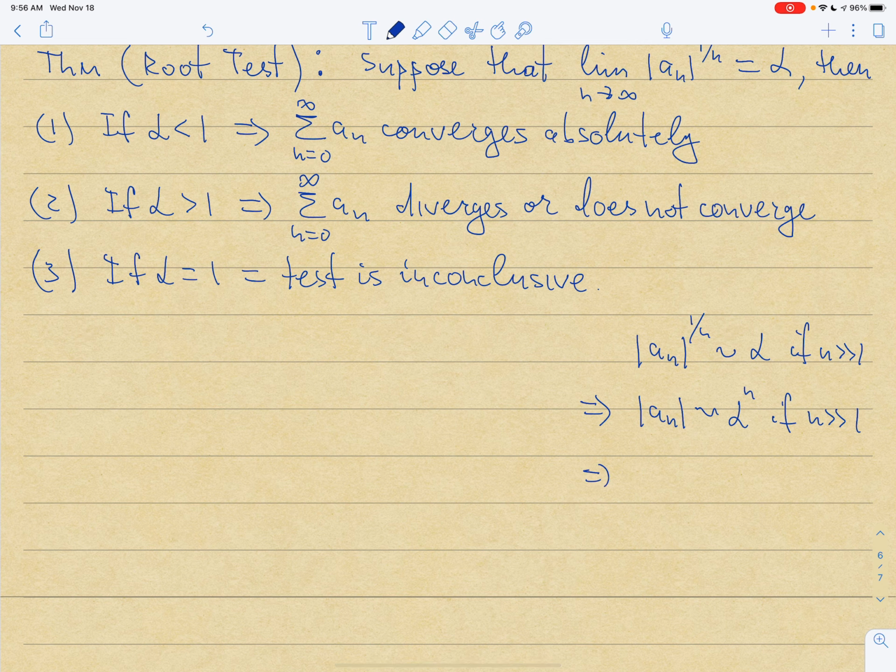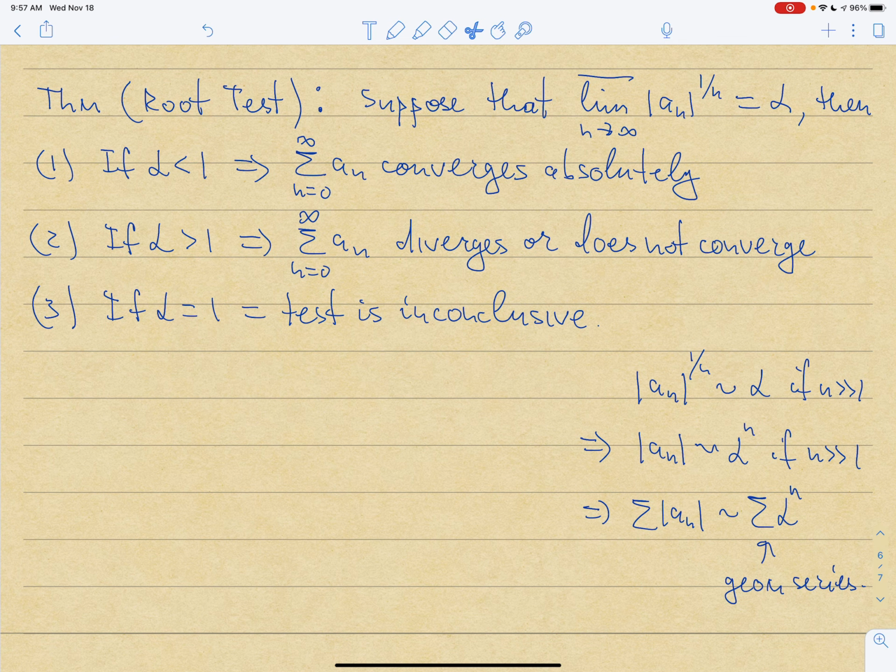And therefore, if I take a sum of absolute values of a_n's, this is going to be roughly a sum of alpha to the power n, right? But then what kind of series is the sum of alpha to the power n? This is a geometric series. So if alpha is less than 1, then this geometric series would converge. If alpha is bigger than 1, this geometric series would diverge. And so that means that eventually my series is going to look like a geometric series.